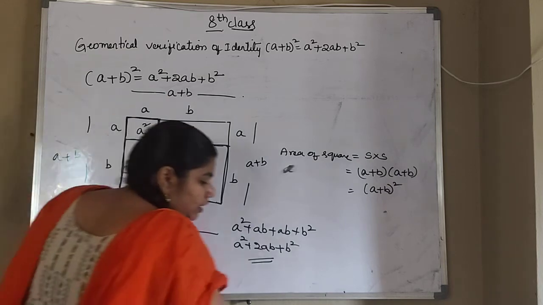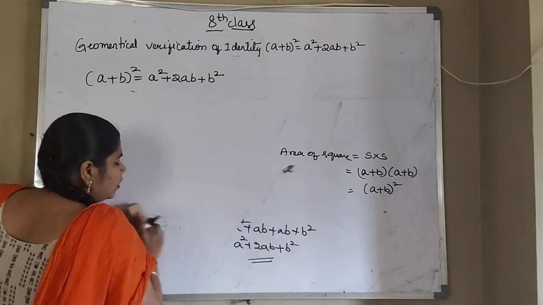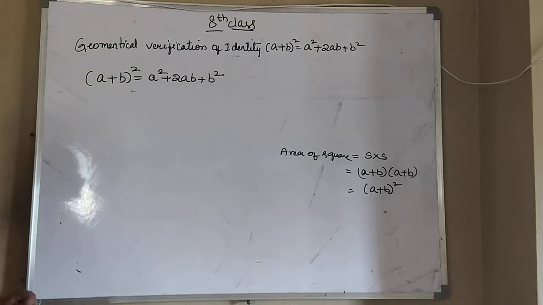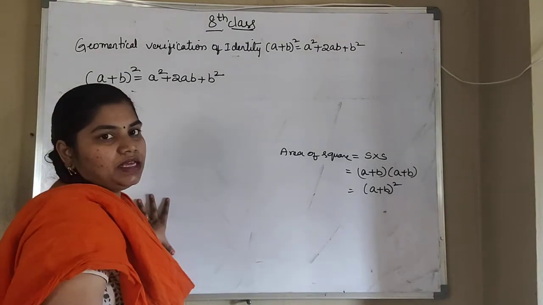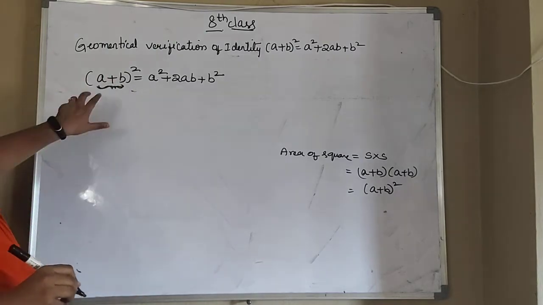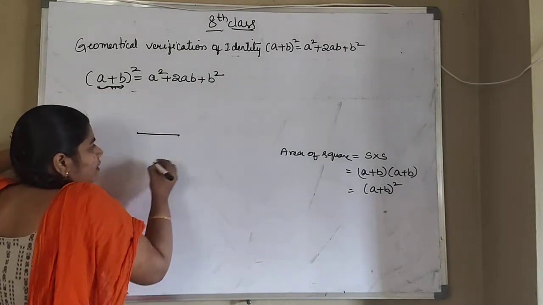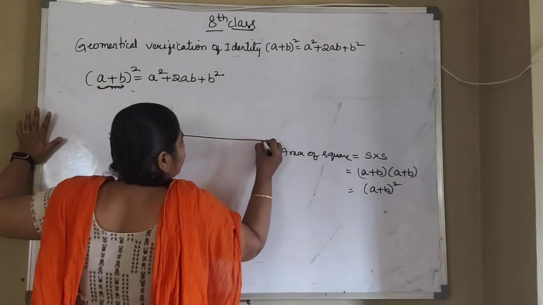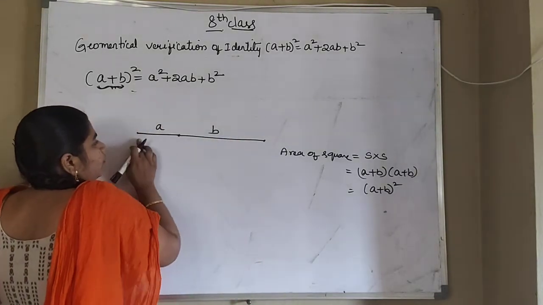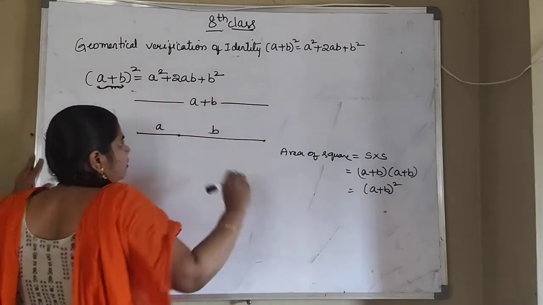Once again, we are going to learn about the geometrical verification of (a plus b) whole square, that is a square plus 2ab plus b square. First I am drawing this a plus b line. From here to here is the a line, and from here to here is the b line. So if you add the a line and the b line, it will become the a plus b line.